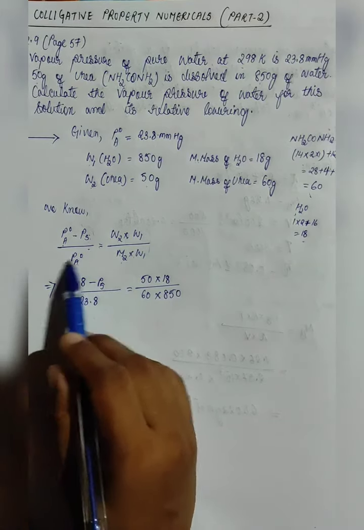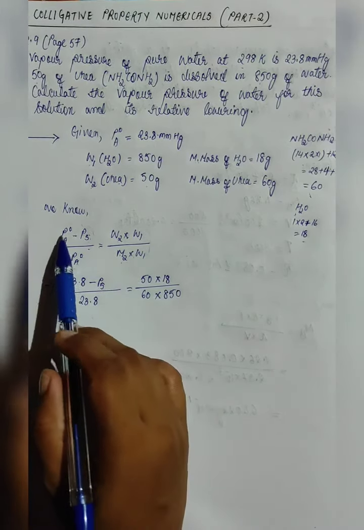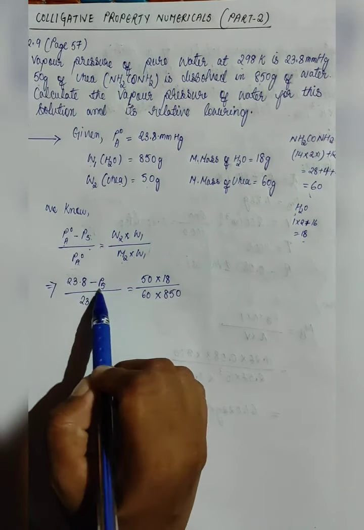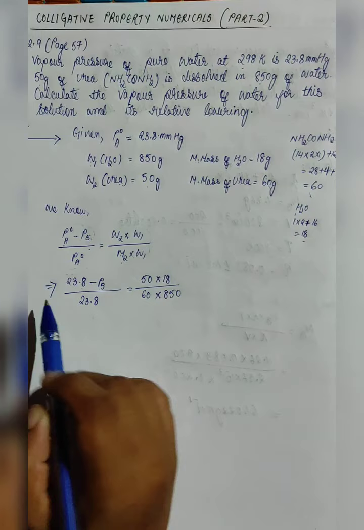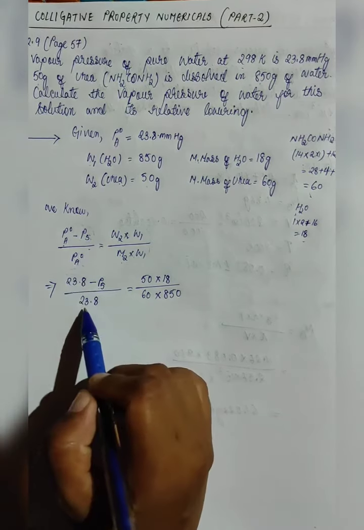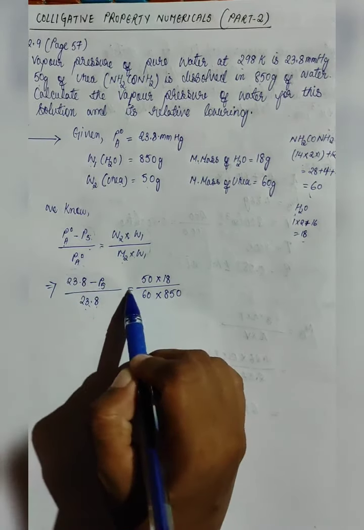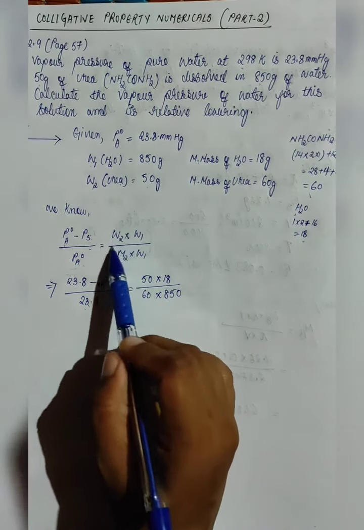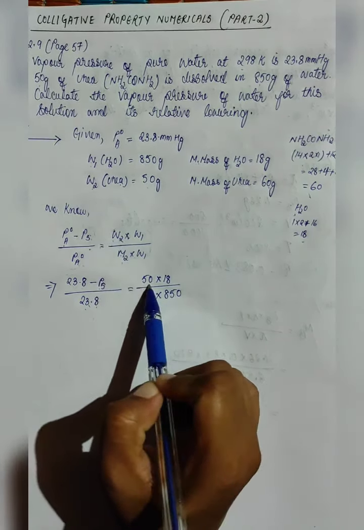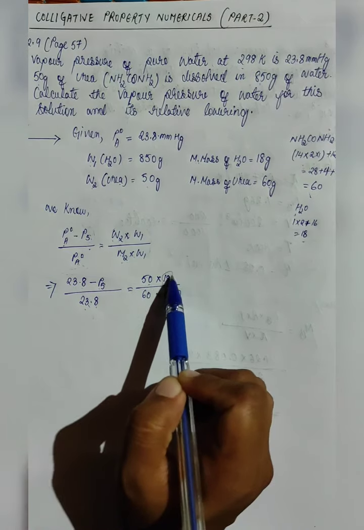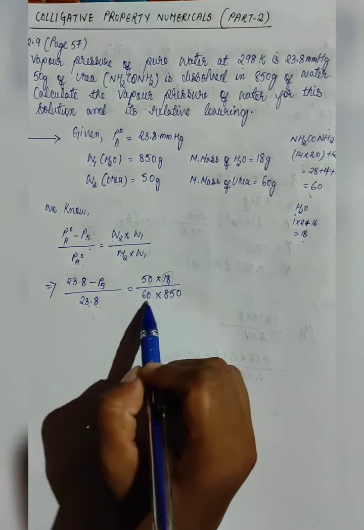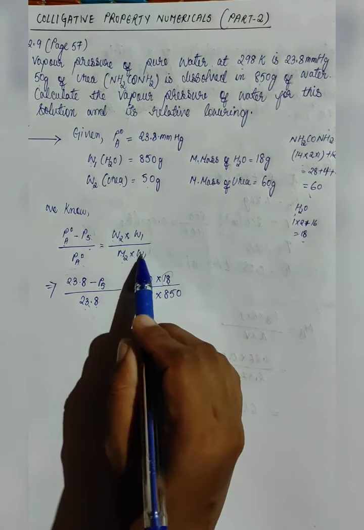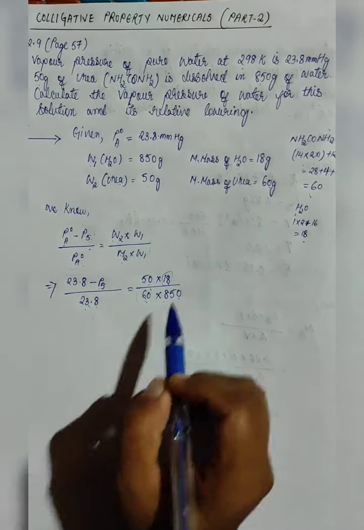Here let us now write down all the values given. PA naught is given as 23.8, PS we don't know. PA naught again 23.8 equal to W2, that means mass of urea, is already given as 50, molecular mass of water, then molecular mass of urea M2, and mass of water already given as 850.